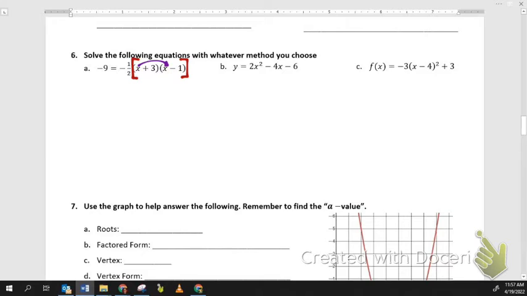So I'm going to distribute the x to both pieces. That would give me x squared minus 1x. I'm going to distribute the 3 to both pieces, so plus 3x minus 3. I'm going to combine my like terms together. What do I get when I combine my like terms? x squared plus 2x minus 3.